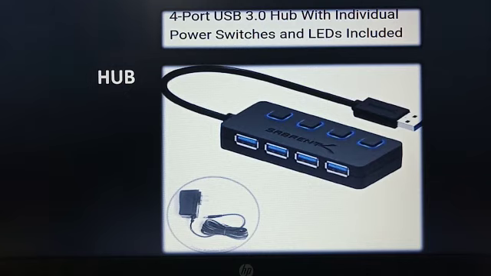Even if you are connecting 8, 12 or 16 computers, how many ports do you need? 24 ports are needed. Here how many ports are there? 4 ports are there, with individual power switches and LEDs included. So in this way the hub is connected.